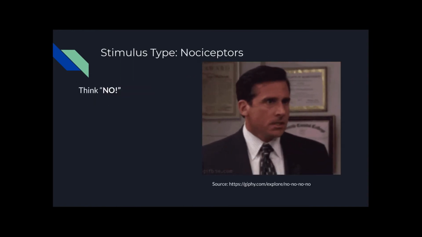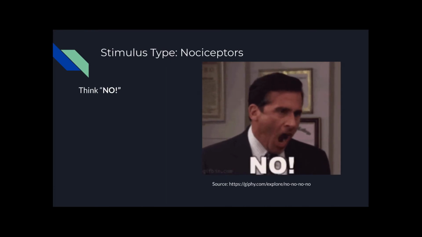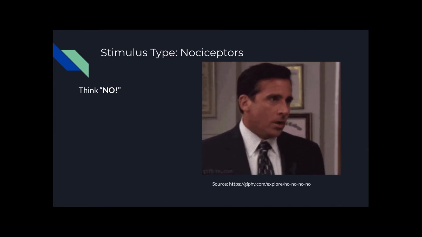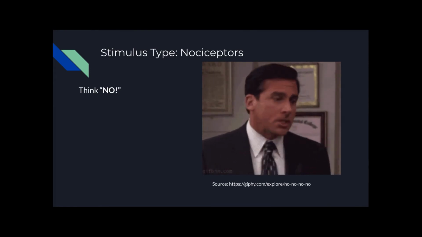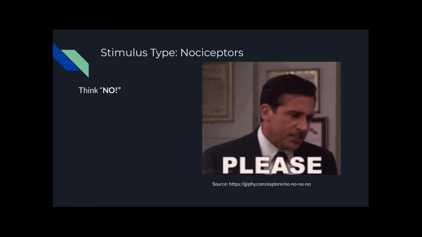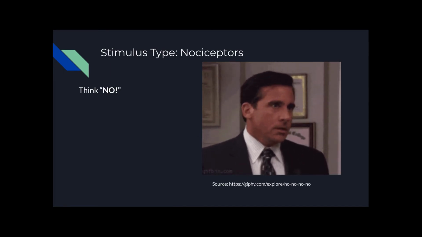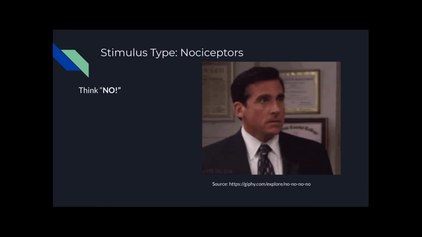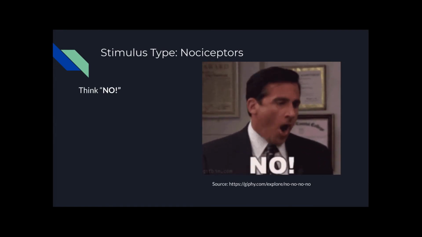Next, we have our nociceptors. Whenever I hear these types of receptors, I think no. And why is that? Because nobody likes to feel pain, but our nociceptors let us know about those dangerous stimuli so that we can prevent ourselves from harming our bodies more. If someone were to ask you, hey, can I punch you in the face? You would probably say no, because you don't want to trigger your nociceptors to feel that painful blow. So no for our nociceptors.